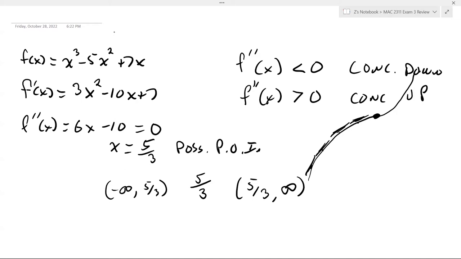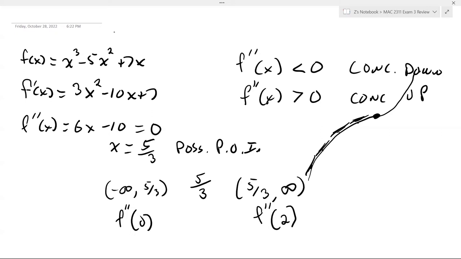So I'm going to pick an easy value here. The easiest value, of course, would be 0. So I want to know what the second derivative is doing at a test point in this interval. And I want to know what the second derivative is doing at another test point, let's say 2, in this interval. And again, I don't care about the exact value. I just want to know positive or negative.